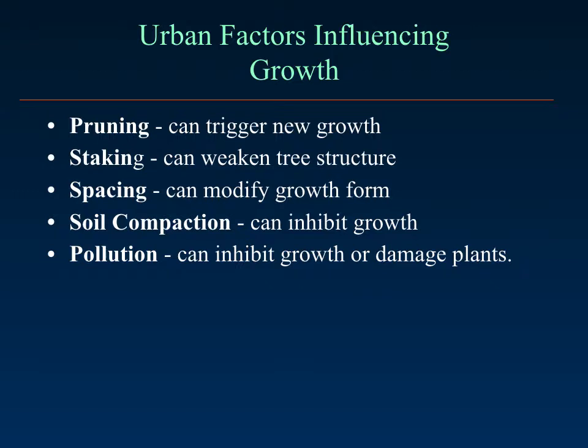I mentioned there were urban factors that influenced growth: pruning, staking, spacing, soil compaction, and pollution. Pruning can trigger new growth. That can be good, and it can be bad. Depends on how we do it. Remember, plants have hormones, and they know how to use them. As gardeners, we know how to manipulate that. Staking, I mentioned, can weaken trees, because that wiggling makes for stronger plants. Spacing can modify the growth form. Soil compaction can inhibit plant growth. Pollution, we don't have a lot of that issue, but it can be a problem in other states.